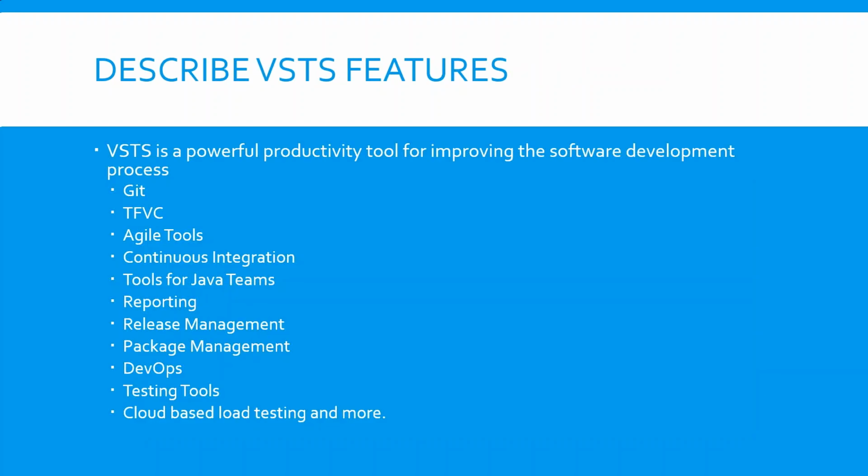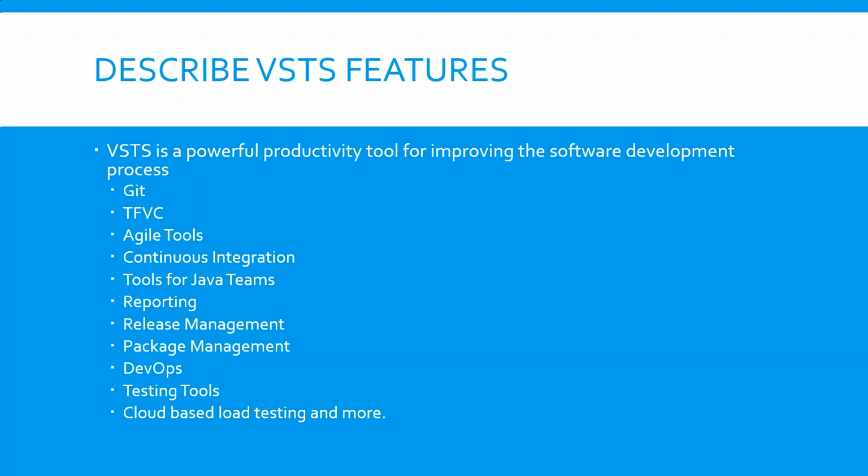So next one is describing VSTS features. VSTS is a powerful productivity tool for improving the software development process. Yes, of course, it's about productivity. The purpose is improving productivity. So through VSTS, they have a lot of stuff.